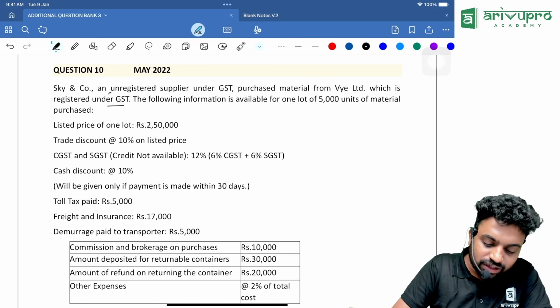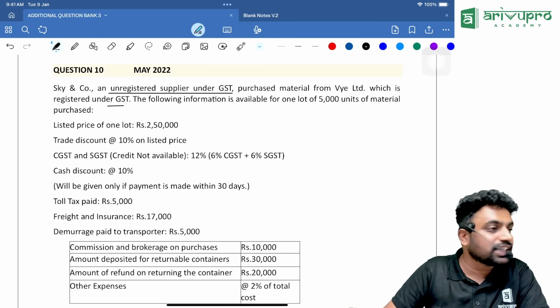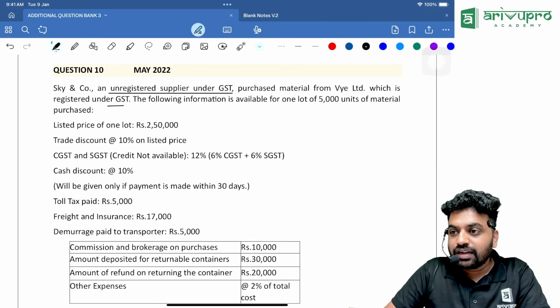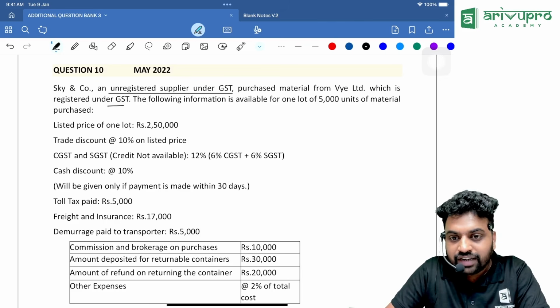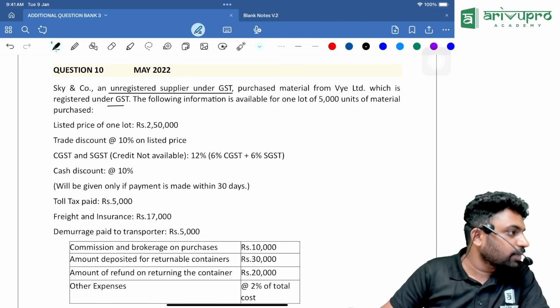Sky & Co., an unregistered supplier under GST, purchased the material from Y Limited, which is registered under GST. Try to understand, they are telling us unregistered supplier, which means ITC won't be available. But in the question, if they tell ITC is available, then don't use your brains and write. An unregistered person can't claim ITC, and all that you write in the GST paper.